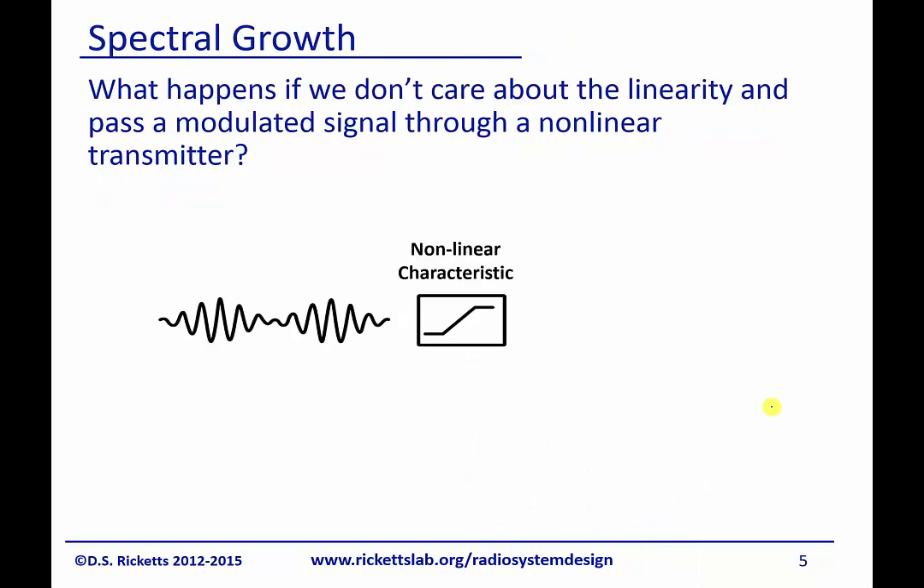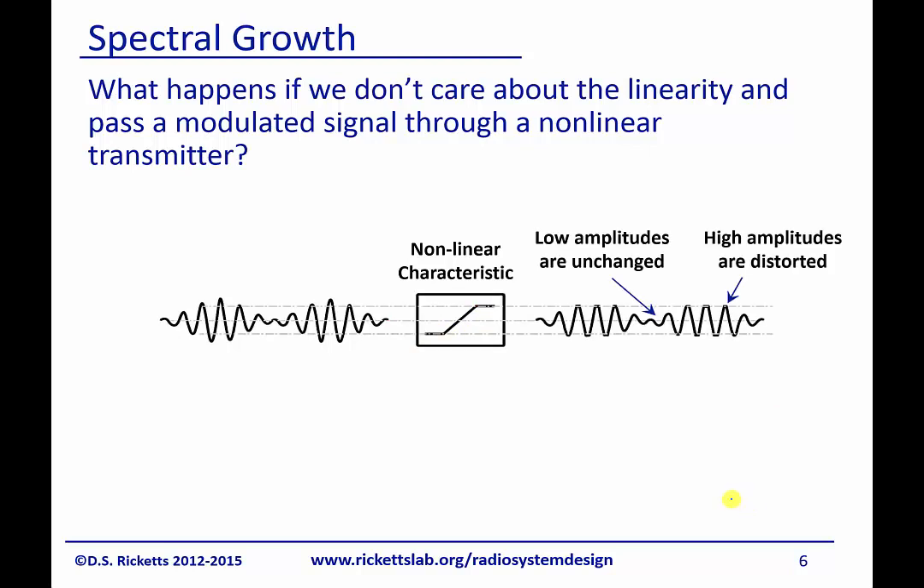The first part was about harmonic distortion. But there's another way that we can generate harmonics, and this is what happens if we have a nonlinear system and we pass it through a nonlinear transmitter. Mathematically, we've done this in the past with the Taylor series, but this is qualitative. Let's imagine we pass this through an amplifier with a limiter on it, meaning it can't go any higher. What's going to happen is that the low amplitudes are unchanged, but the higher amplitudes are distorted.